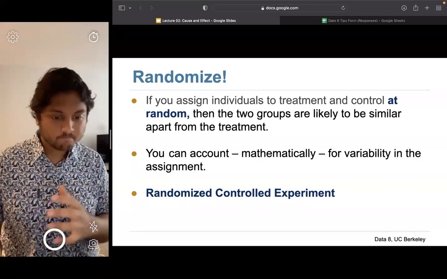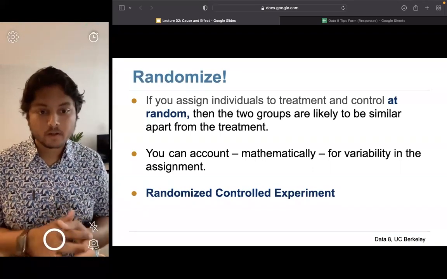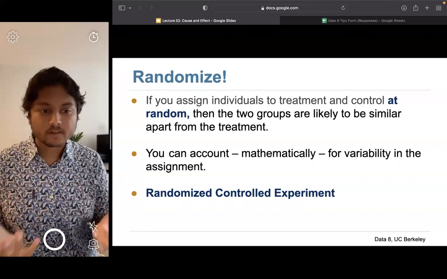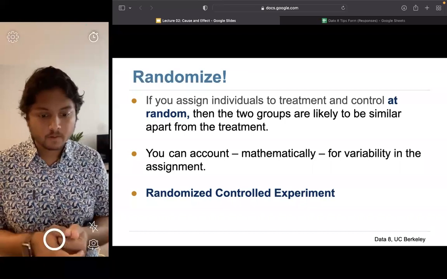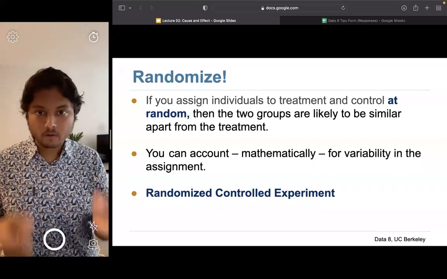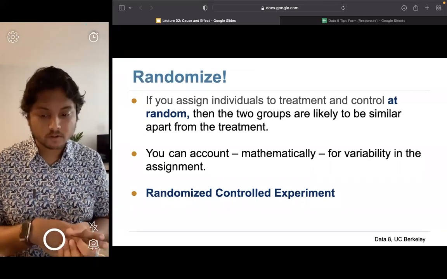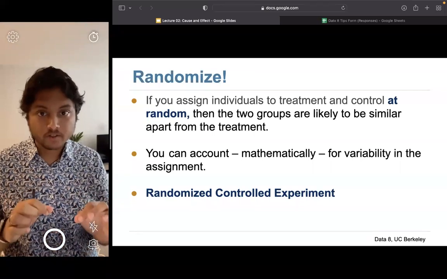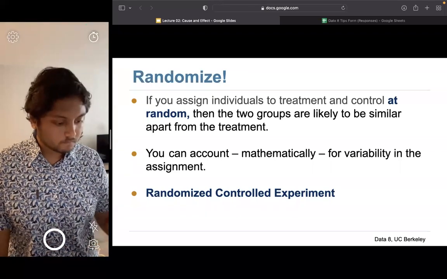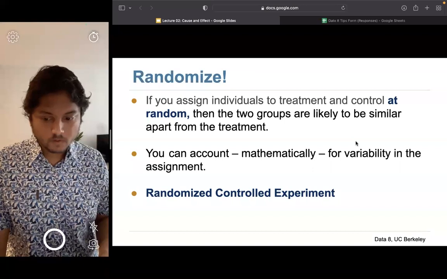Yeah, and so basically this randomization allows you to mathematically account for variability. You're taking away all the factors that would have led to them choosing the treatment. You're choosing for them. And this entire process is called a randomized control experiment. This is the gold standard, the holy grail. This is how you can prove causation: with a randomized control experiment. Because you're saying for sure there's no difference between these groups other than the treatment we gave them. Any questions about that?